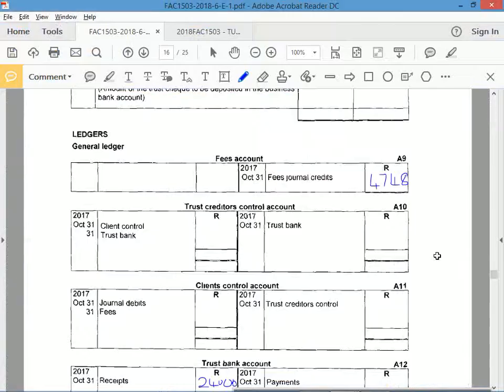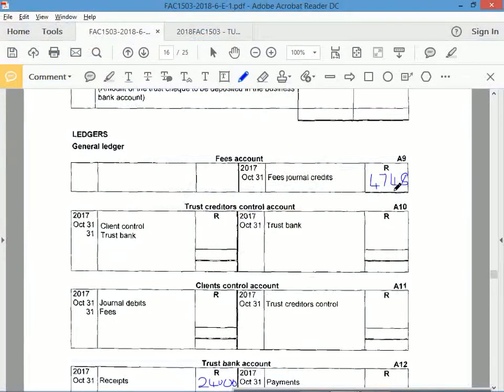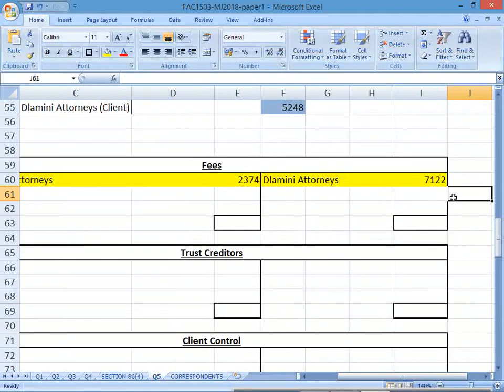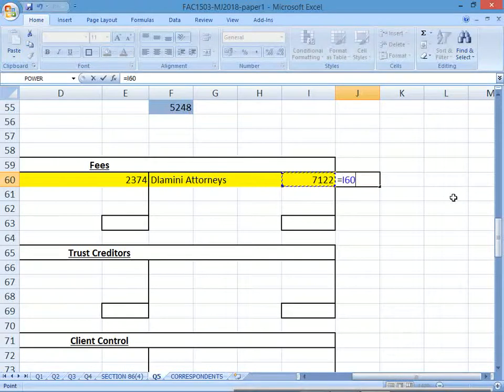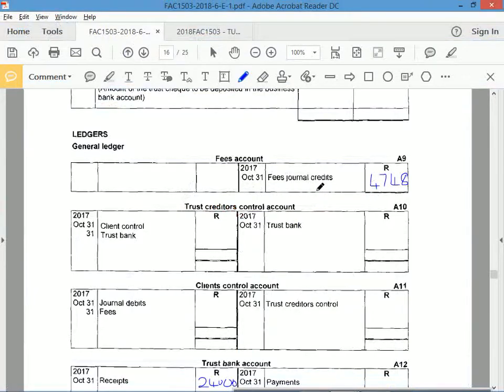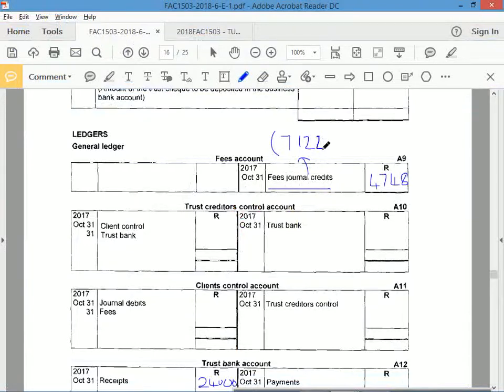There it is. Okay, so in fees, we had the 4748. That would be the difference here. Let's just work out the difference. 71 minus 23, 4748. See that? Okay, so in their solution, they've looked at the net amount. So this should have been a working. It should have been 7122 minus 2374. Yes.